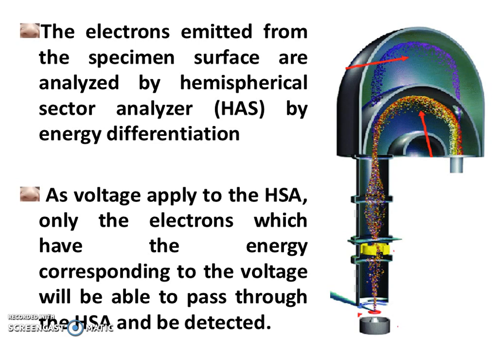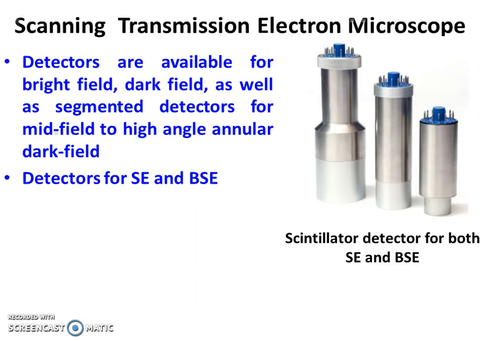If you see, the electrons which are emitted from the specimen surface are analyzed by the hemispherical sector analyzer, HSA, on the basis of energy differentiation. As voltage is applied to the HSA, only the electrons which have the energy corresponding to the voltage will be able to pass through the HSA, and those electrons will be detected safely.